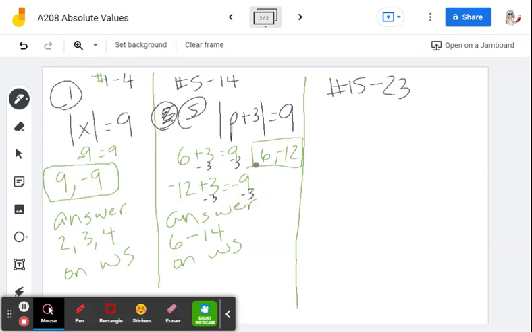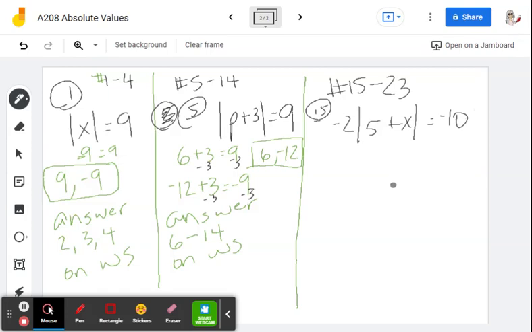And 6 right here. So number 15 is negative 2 times the absolute value of 5 plus x equals negative 10.